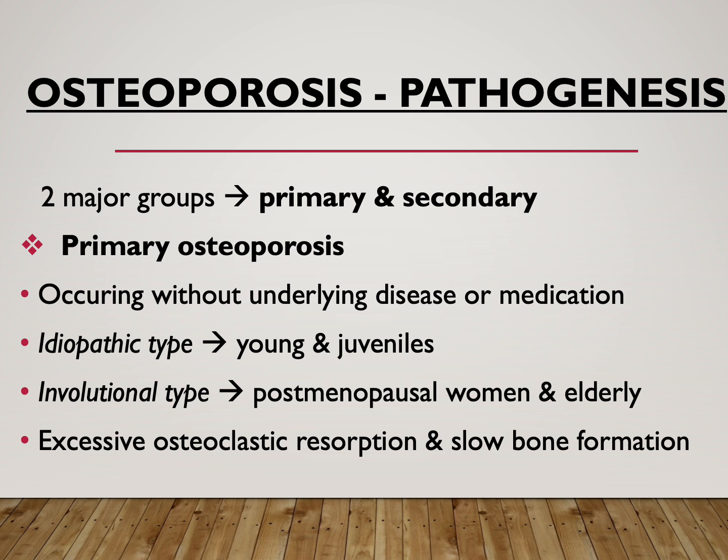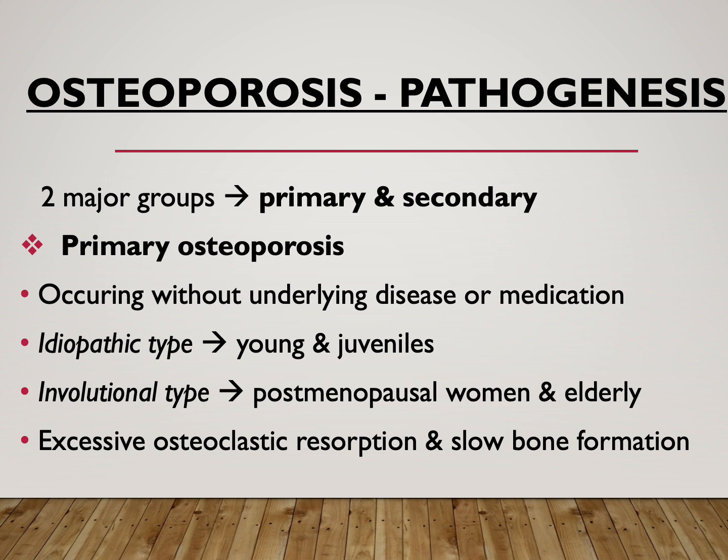Coming to the pathogenesis of osteoporosis. Basically osteoporosis is mainly of two types, primary and secondary. Primary means the disease occurs without any underlying disease or without any underlying cause. Secondary means that disease occurs due to some other secondary cause.